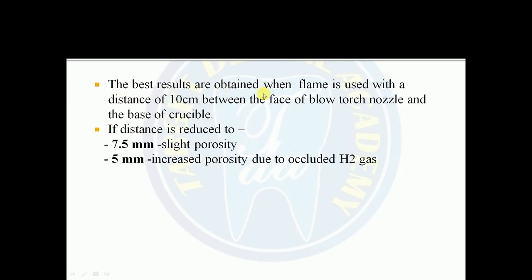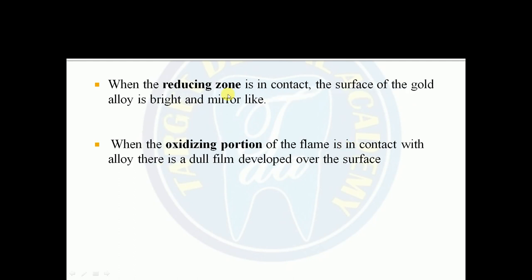The best results are obtained when the flame is used at a distance of 10 cm between the face of the blowtorch nozzle and the base of the crucible. If the distance is reduced to 7.5 mm, it causes slight porosity. When it is reduced to 5 mm, it increases the porosity due to occlusion of hydrogen gas. Important point: when the reducing zone is in contact, the surface of the molten alloy is bright and mirror-like. When the oxidizing portion of the flame is in contact with the alloy, a dull film develops over the surface.